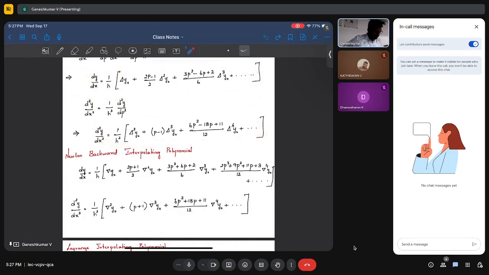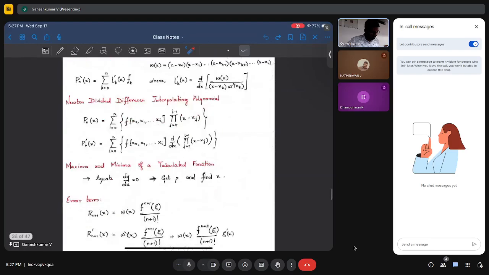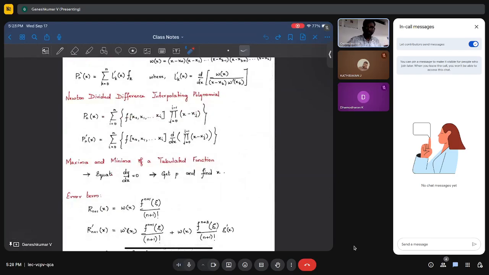So this is dy by dx. Similarly, if you differentiate this, you will end up having d square y by dx square. Okay. Now this is for Newton forward. The same you can do for Newton backward, for Lagrange, and for Newton divided difference. Every interpolation method that we did, we can extend the same thing to find numerical differentiation.